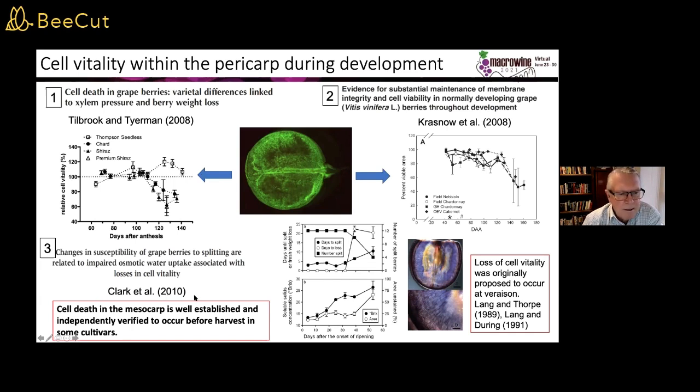Subsequently, as shown by Clark et al. using a different stain, also with Shiraz, this loss of vitality also correlated with the propensity to split. So because of the breakdown of the membranes in the berry, if they're becoming less vital, it resulted in the berries not splitting, so that their osmotic competence was lost when there was a reduction in cell vitality. This loss of cell vitality was originally proposed by Lang and Thorpe back in the early 90s, late 80s, and was thought to occur at veraison, but these later experiments showed that it occurred later, usually about 30 or 40 days after veraison.